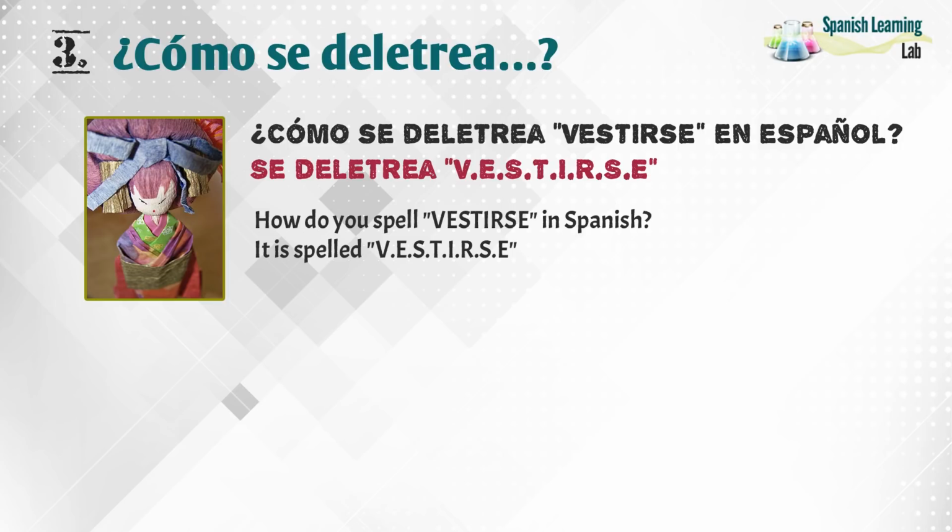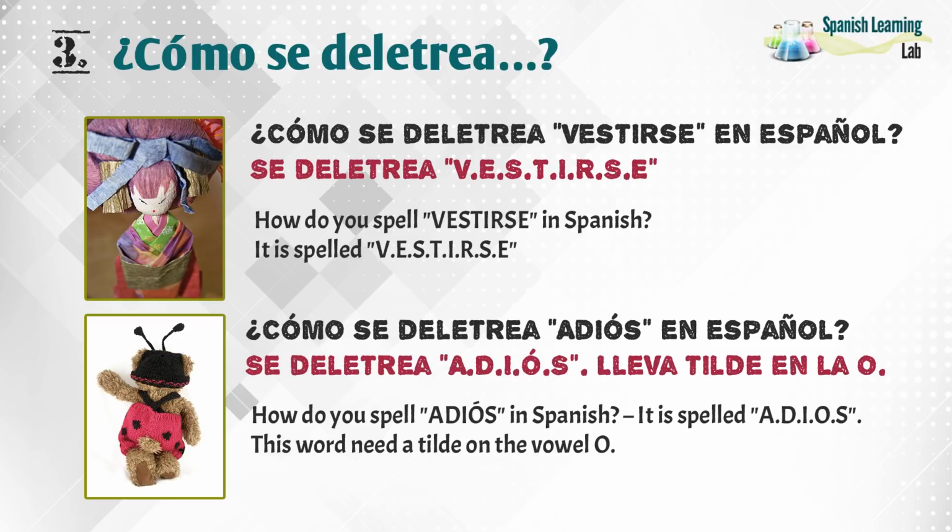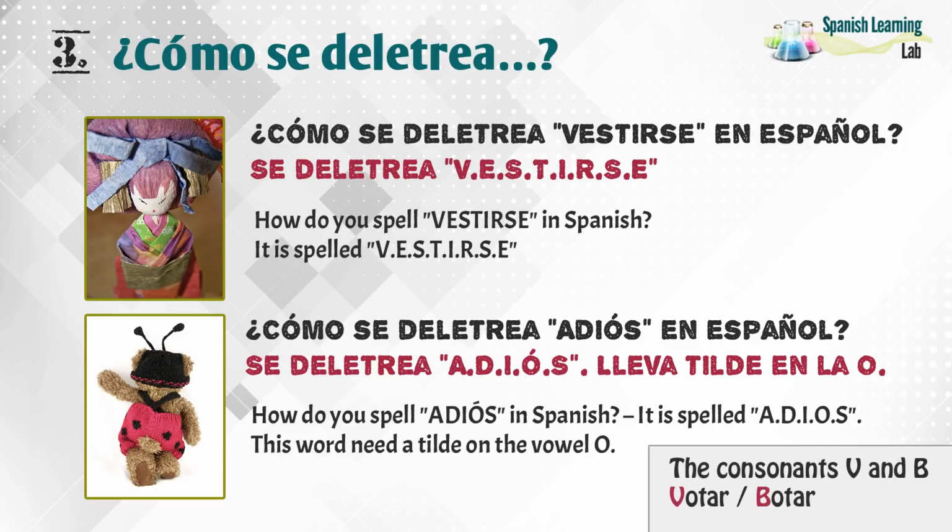¿Cómo se deletrea vestirse en español? Se deletrea V, E, S, T, I, R, S, E. ¿Cómo se deletrea adiós en español? Se deletrea A, D, I, O, S. Lleva tilde en la vocal O.